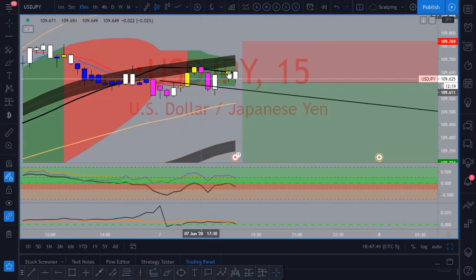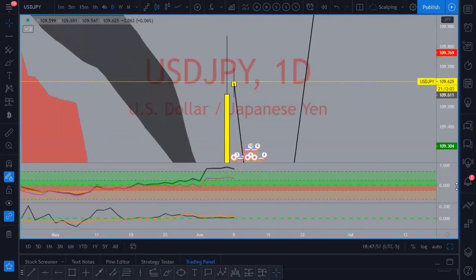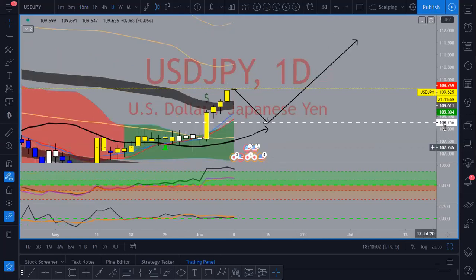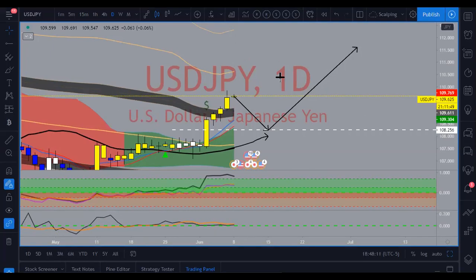So let's see how this holds up. This definitely looks like a good possible trade. But like I said, overall on the daily time frame, I want to see price respect right there, come back down to at least 108.250, or even this upper danger zone, and then continue going up. That's what I would really want to see. That would make things a little better.